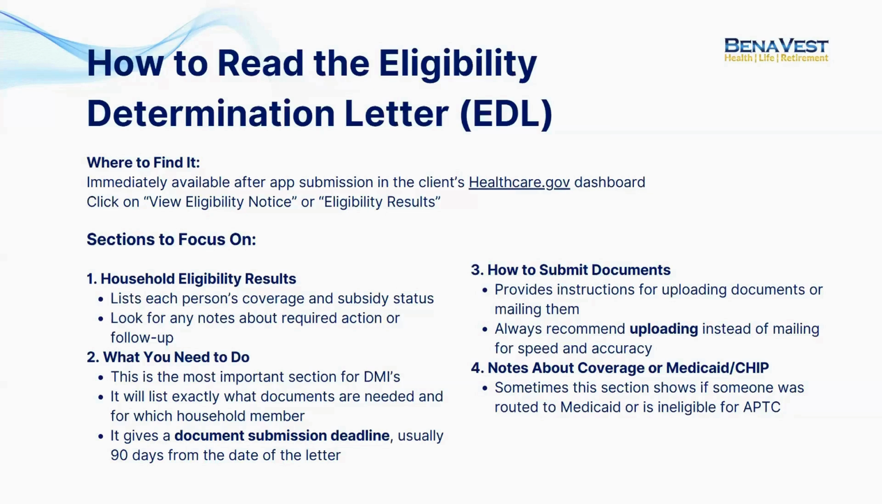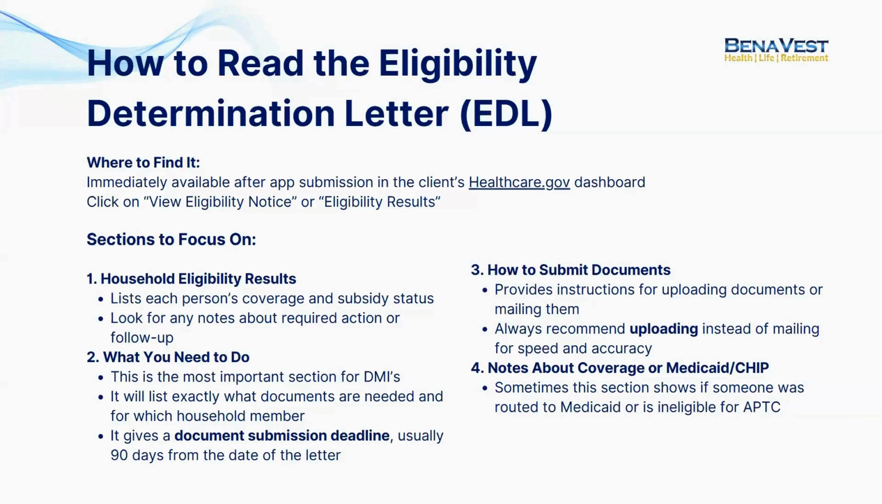So what you need to do, this is the most important section for a data matching issue. It will list exactly what documents are needed and for which household member. And it does give you a submission deadline. Typically, it is 90 days from the date of the letter. How you submit documents. So the platform will provide you instructions for how to upload the document online or to mail them. I wouldn't even suggest mailing them at all. I would just suggest uploading them.